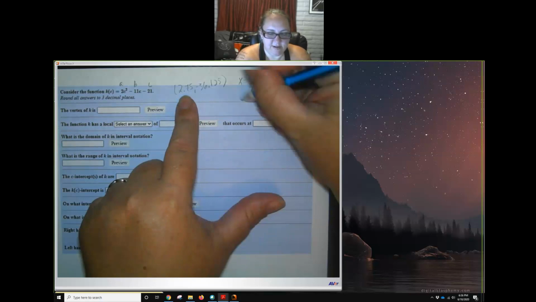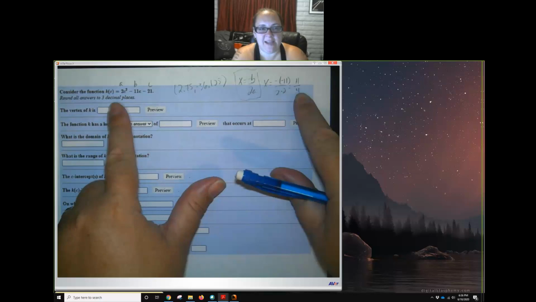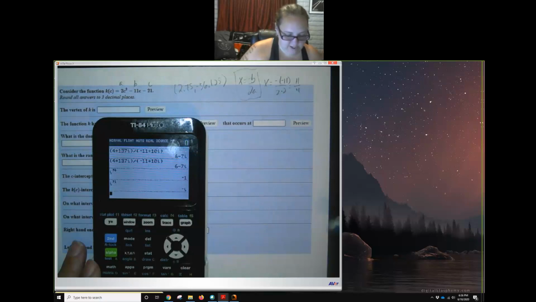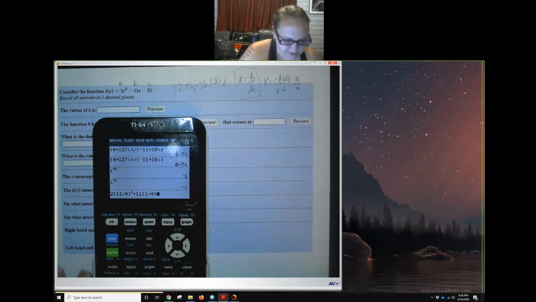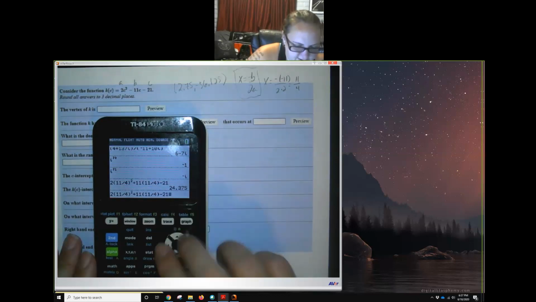So you start here. And then to get your y value, you would plug this into your equation for x, or c in this case. So you would do 2 times 11 over 4 squared minus 11 times 11 over 4. Oops. Minus 21. Ooh, I got something different. What did I do? Oh, that should be a minus. There we go.